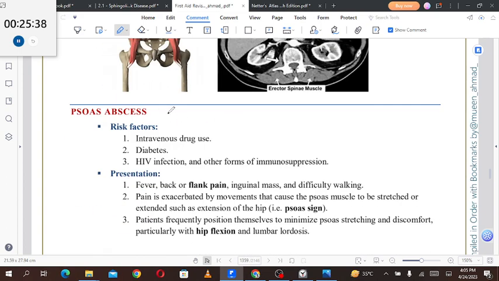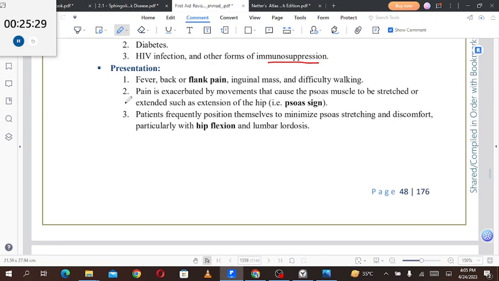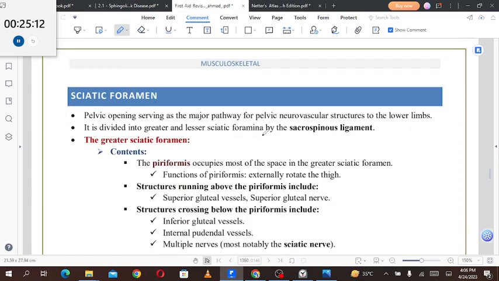Okay, then let's talk about psoas abscess. Risk factors: intravenous drug use, diabetes, HIV infection, and other forms of immunosuppression. Presentation: fever, back or flank pain, inguinal mass, and difficulty walking. Pain is exacerbated by movements that cause the psoas muscle to be stretched or extended, such as extension of the hip, that is the psoas sign. Patients frequently position themselves to minimize psoas stretching and discomfort, particularly with hip flexion and lumbar lordosis.